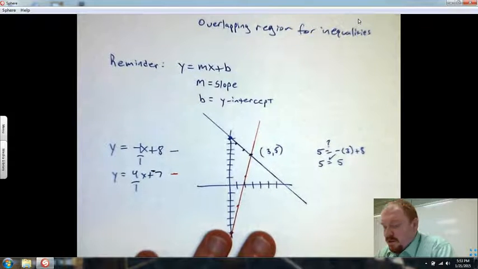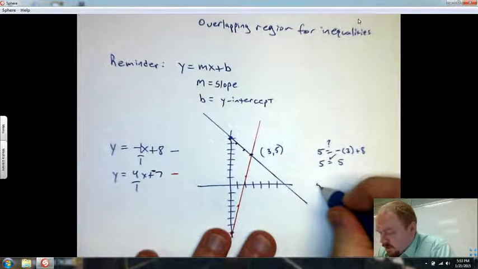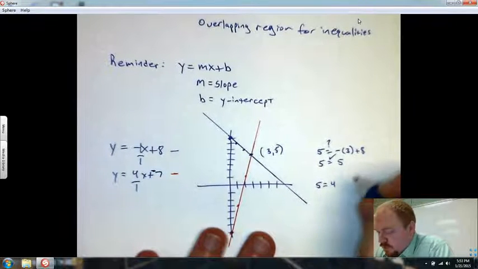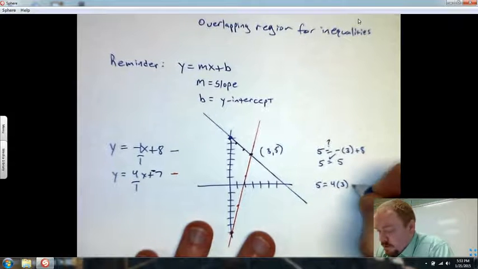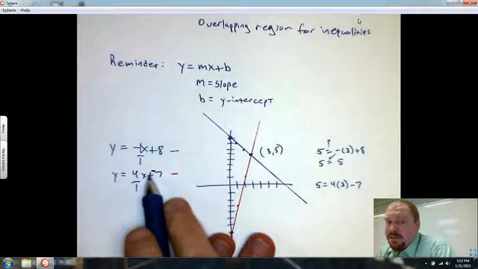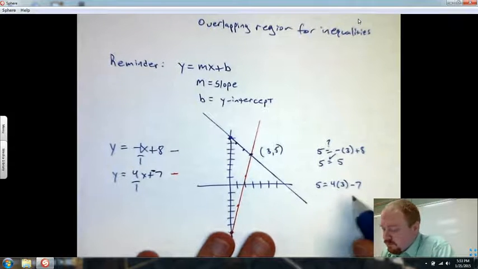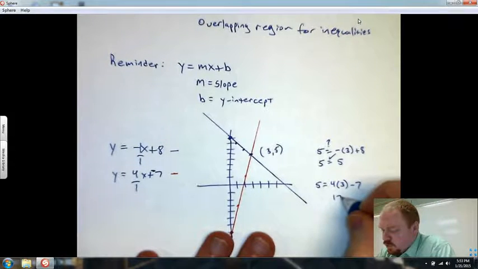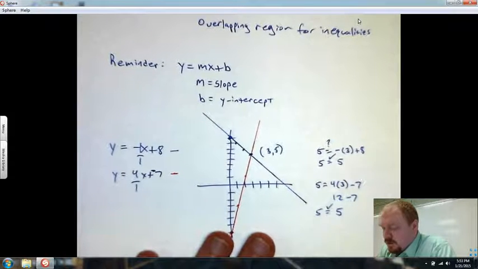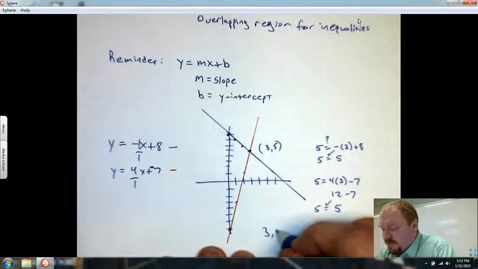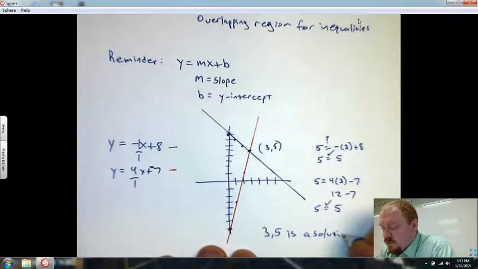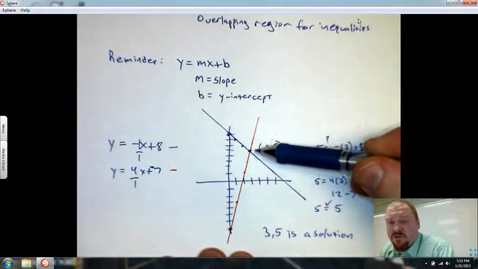For the second one, does 5 equal 4 times 3 minus 7? Because like I said again, that should have been minus 7. That was my error. So 4 times 3 is 12. 12 minus 7 is 5. So that checks out, which means that 3, 5 is a solution. Or the solution in this case, because they only can cross one time.